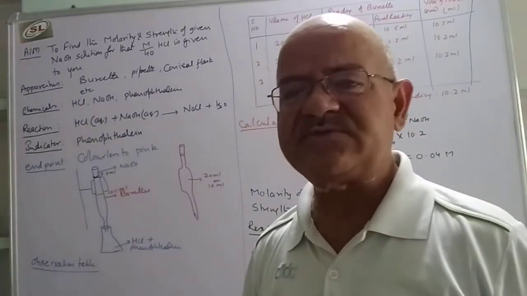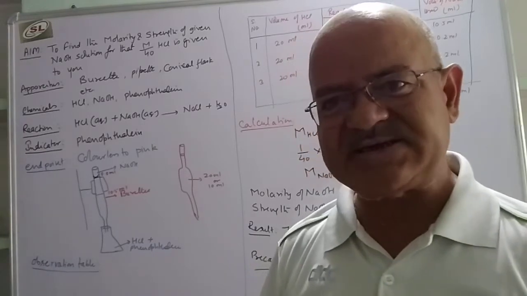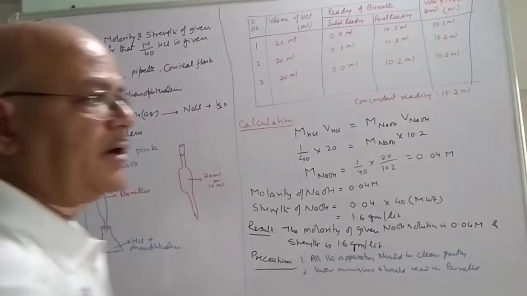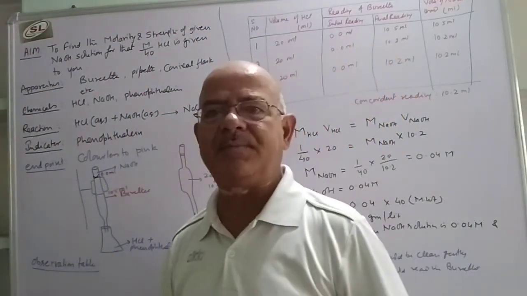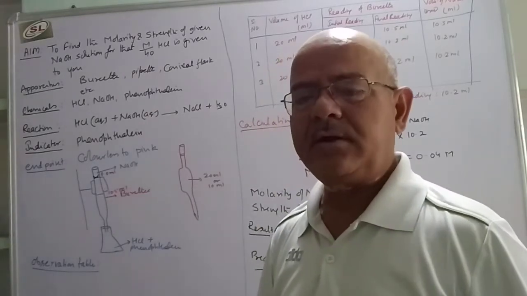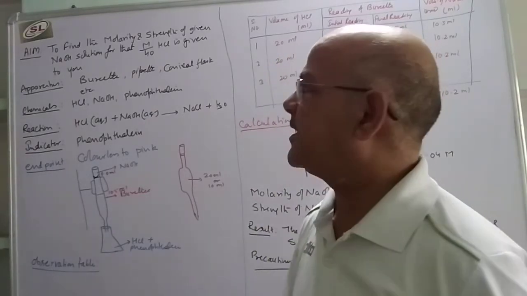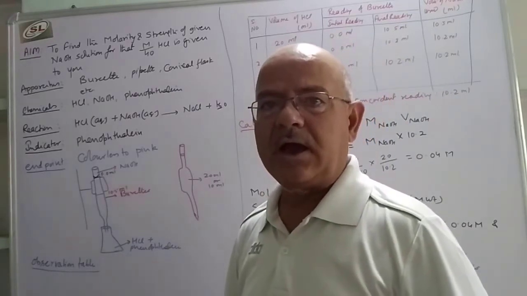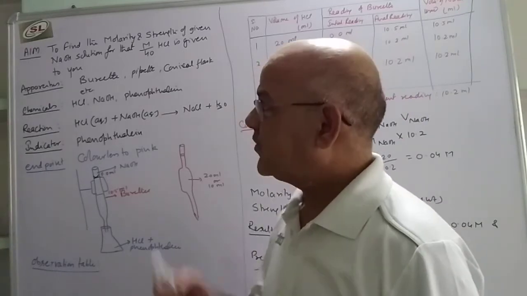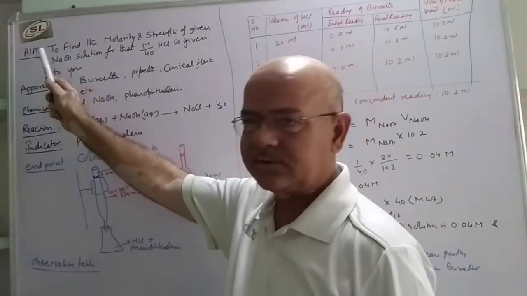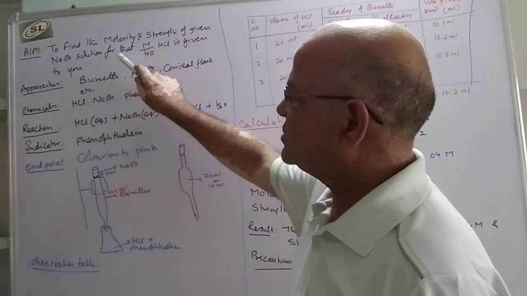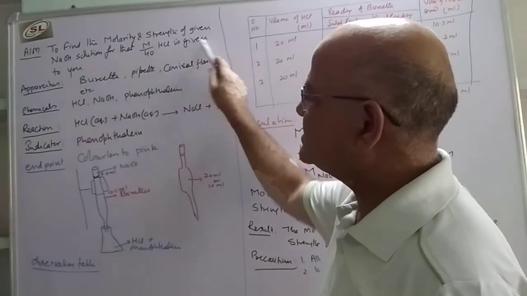Two solutions will be given. One is of HCl and another is of NaOH. One will be a known solution and another will be an unknown solution. Known solution means the molarity or normality of that solution will be given, and we have to calculate the molarity and strength of the other solution. For example, I have taken our aim here to find the molarity and strength of the given NaOH solution. For that, M/40 HCl is given to you.